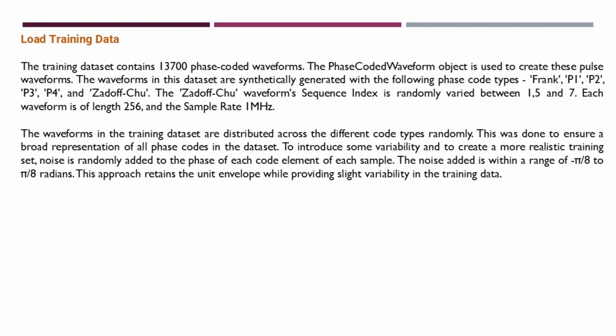The waveforms in the training dataset are distributed across the different code types randomly. This was done to ensure a broad representation of all phase codes in the dataset. To introduce some variability and to create a more realistic training set, noise is randomly added to the phase of each code element of each sample. The noise added is within a range of -pi/8 to pi/8 radians. This approach retains the unit envelope while providing slight variability in the training data.